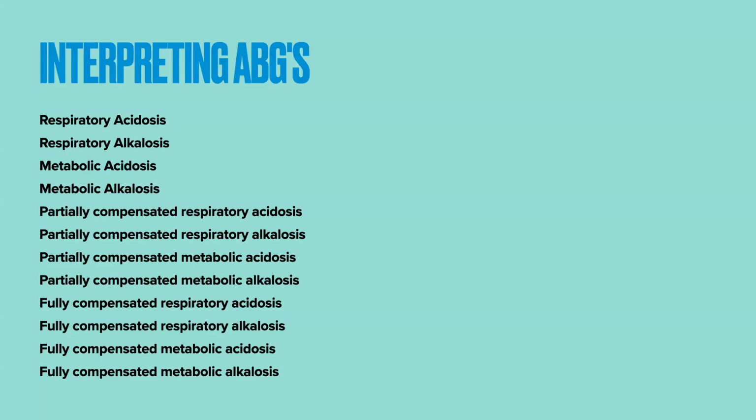So when we interpret EKGs, wrong lecture, ABGs, when we interpret ABGs, these are the different names and phrases that we're going to be using tonight. Okay, so we're going to be using respiratory acidosis, respiratory alkalosis, metabolic acidosis, metabolic alkalosis, partially compensated respiratory acidosis and alkalosis, partially compensated metabolic acidosis and alkalosis, and then fully compensated in all four.